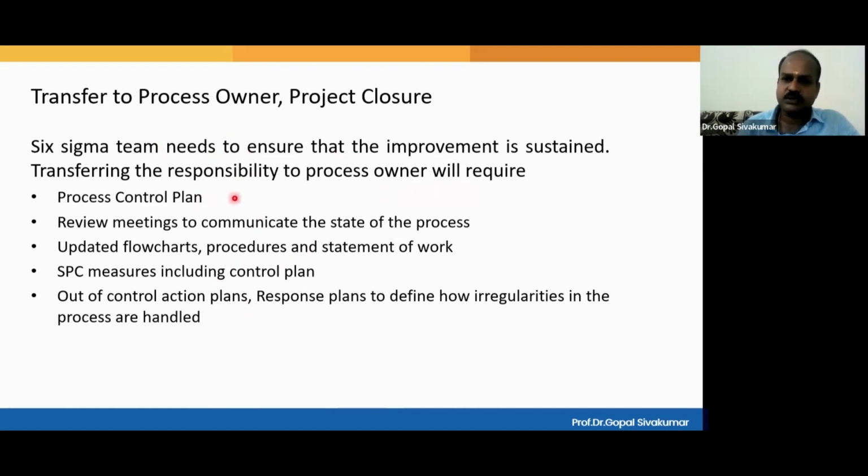Now, in order to ensure that the improvement is sustained, transferring the responsibility to the process owner will require a process control plan, review meetings to communicate the state of the process, updated flowcharts, procedures, and statement of work, SPC measures, including SPC control plan and out of control action plan, and response plans to define how irregularities in the process are handled. You have learned a lot of things while solving a problem, while doing a project. Can you pass on all the gained knowledge to the stakeholders, as well as give it to the real process owner, so that organizational learning can take place, and moreover you are ensuring it through proper documentation.